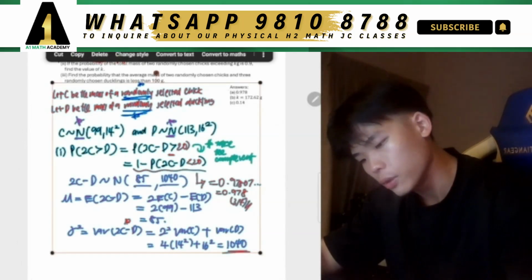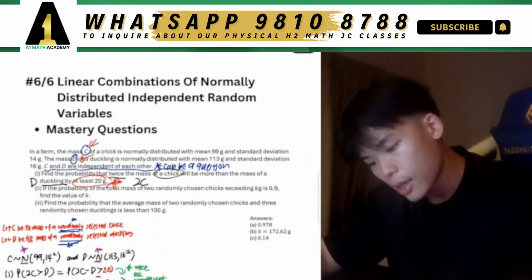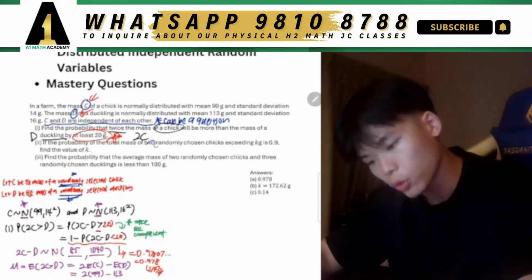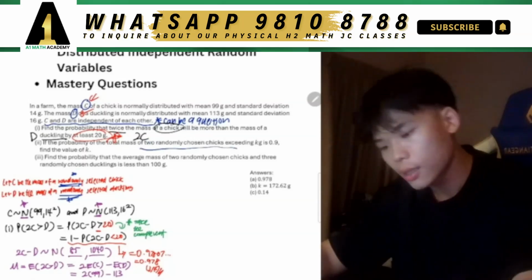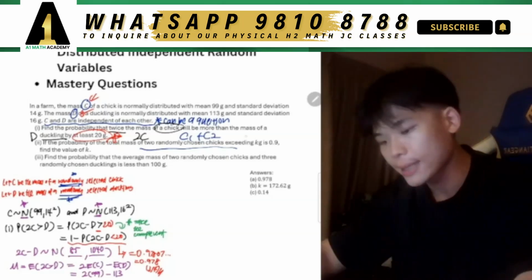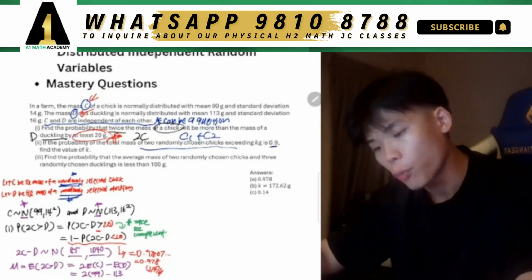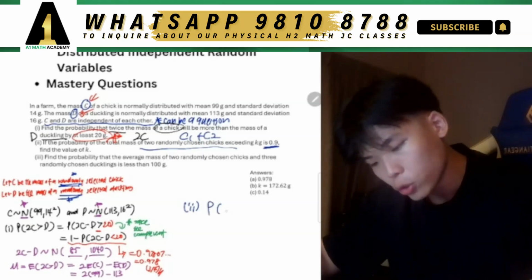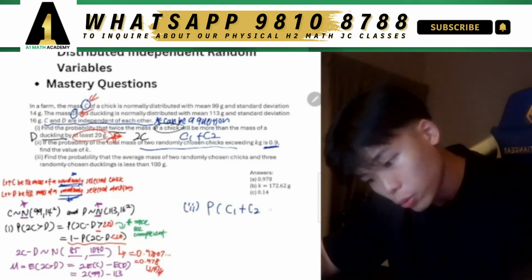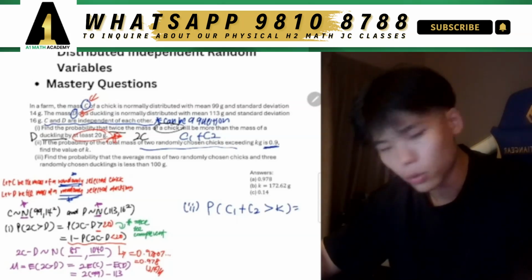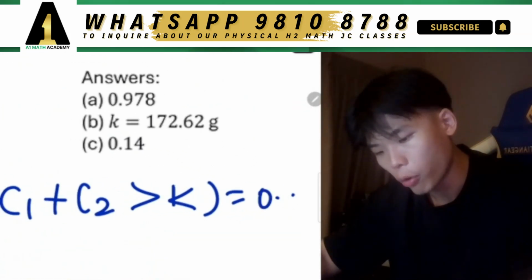Feel free to pause this video now if you need. Okay, moving on to the next part. If the probability of the total mass of 2 randomly chosen chicks, so now we have 2 chicks, that means C1 plus C2, different from 2C as I mentioned earlier, exceeding weight is 0.9. So when we set up the equation, it says that the probability of C1 plus C2 exceeding K grams equals 0.9, right?